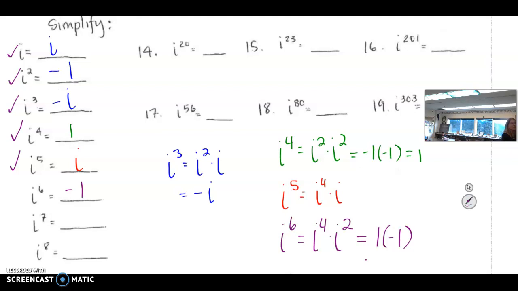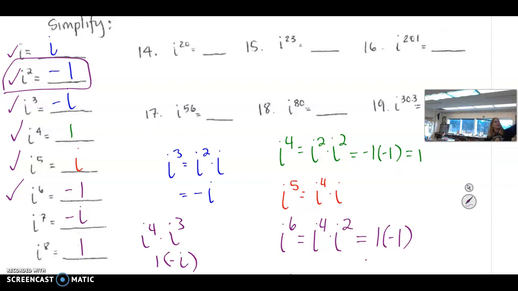So i to the 4th times i squared is going to equal i to the 6th. So i to the 6th is the same thing as i squared, which was back up here at -1. i to the 7th is going to be i to the 4th times i to the 3rd. i to the 4th is just 1, and then i to the 3rd is -i. So -i. What's i to the 8th going to be? 1. Very good. So there is a pattern.